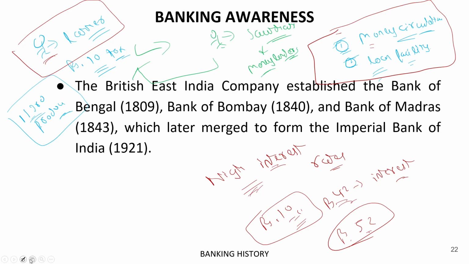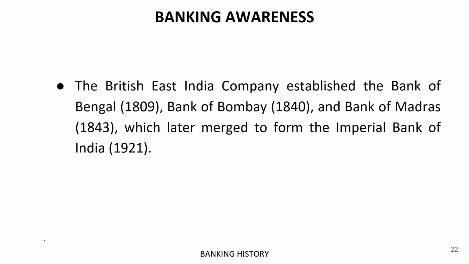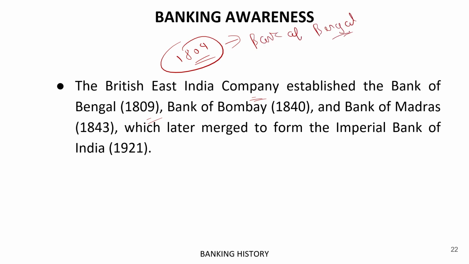That's why, finally, after consideration of many years, the British East India Company established the Bank of Bengal in 1809. Then the Bank of Bombay in 1840 and the Bank of Madras in 1843, which later merged to form the Imperial Bank of India in 1921.